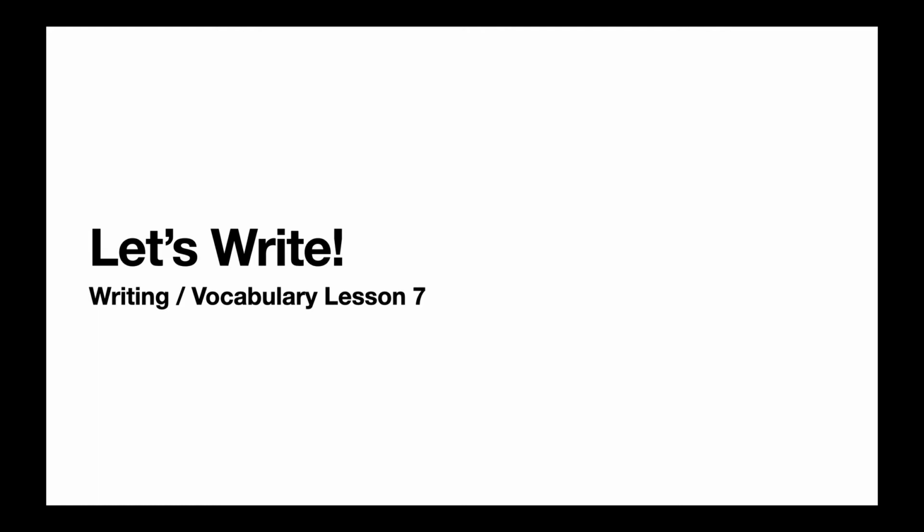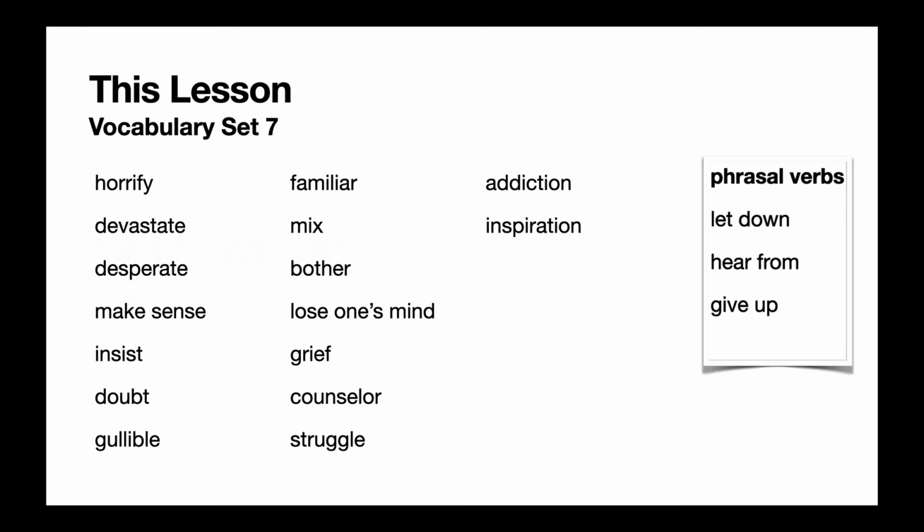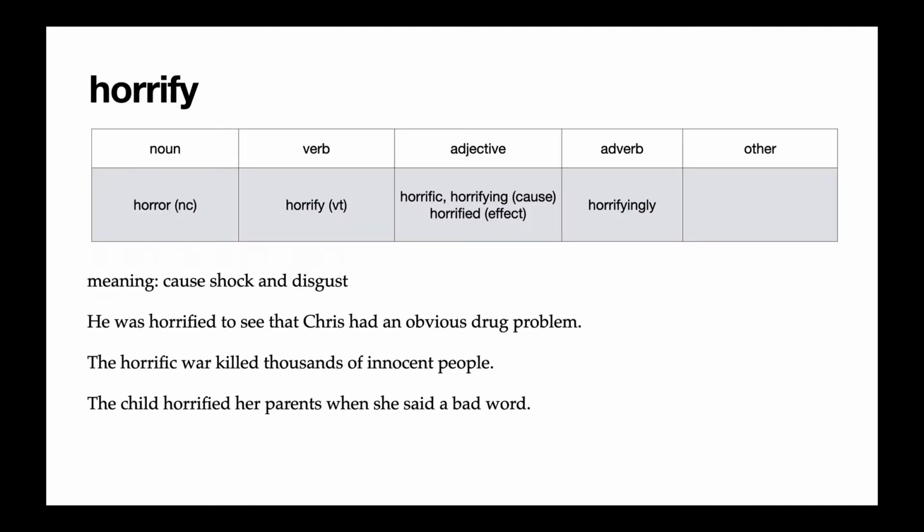This is writing and vocabulary lesson number 7. Here's our vocabulary set for today. We've got 16 vocabulary words plus 3 phrasal verbs. Our first word is horrify.